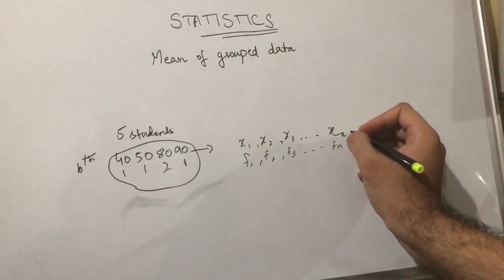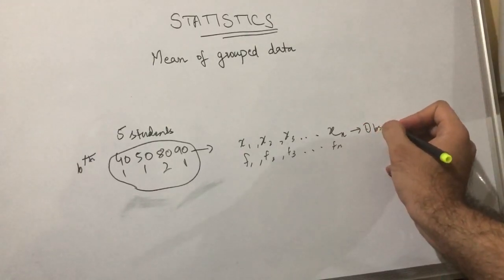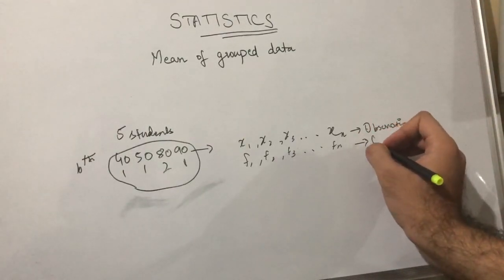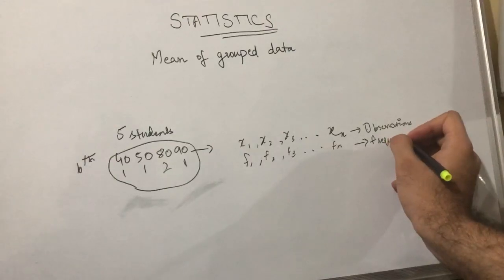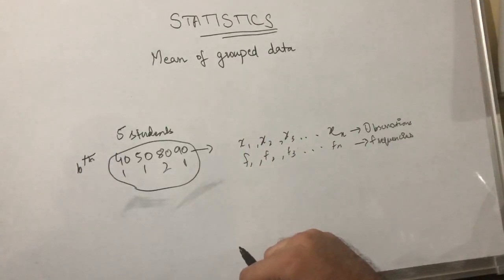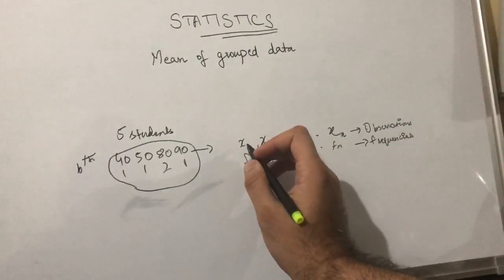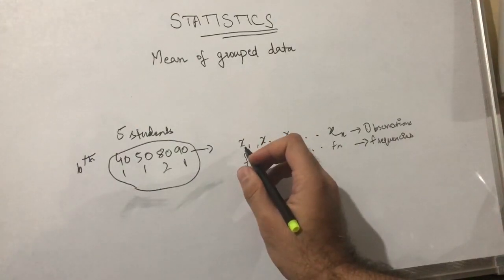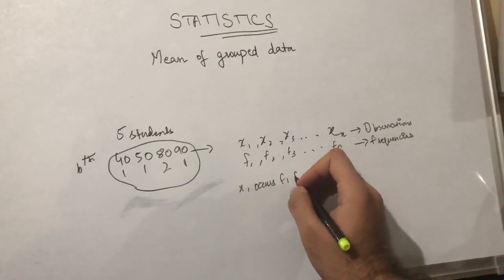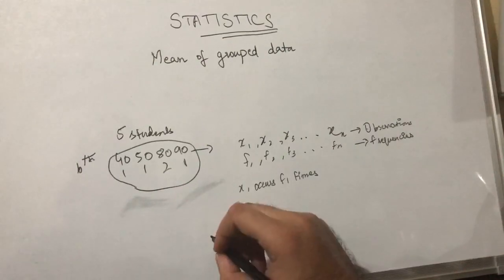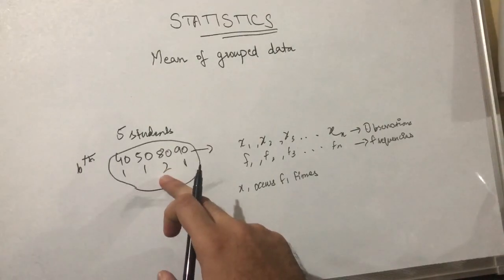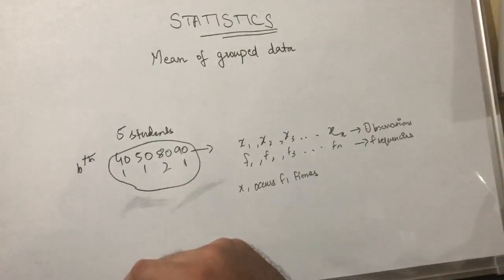We'll call these observations, and these frequencies. So just by seeing this, what can you understand? We can see that x1 occurs f1 times, correct? That's what frequencies mean. In this case, the frequency of 2 means that 2 students got the value 80.